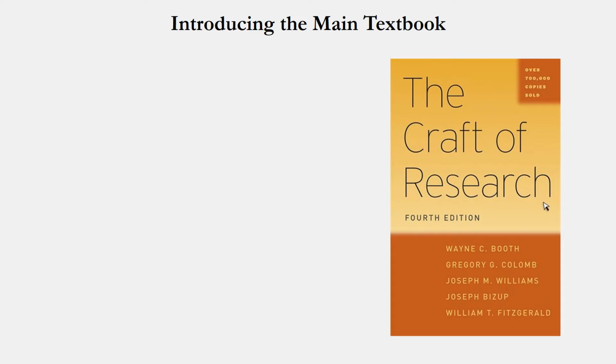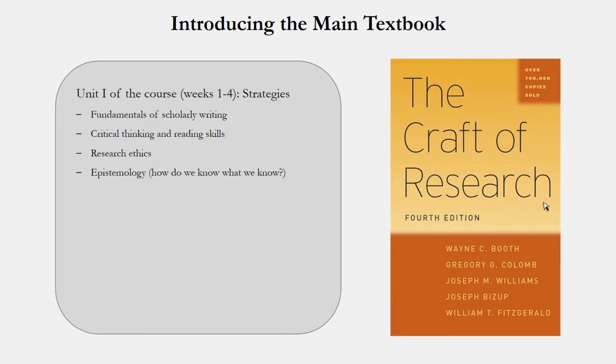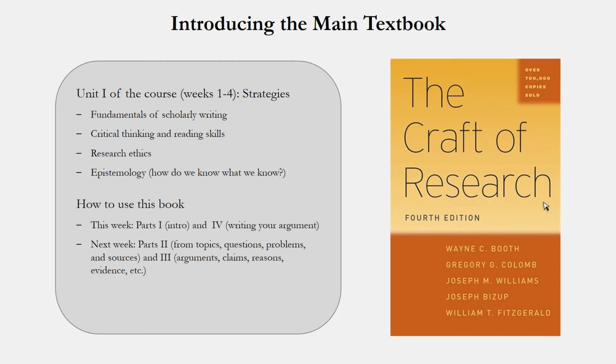So let's get started by introducing the main textbook that we'll be reading over the next few weeks for Unit 1 in the syllabus, the basic outline of which you see here. This week, we're starting with the fundamentals of scholarly writing. However, we're going to read our main textbook a bit out of order. So this week we're reading parts 1 and 4, whereas parts 2 and 3 are covered next week.